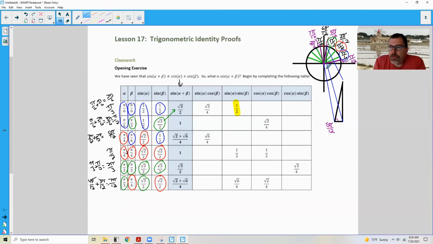Okay, well, where is that on the unit circle? 1, 2, 3, 4, 5, 6, 7 pi over 12 is right here, halfway between pi over 2, which is 6 pi over 12, and 2 pi over 3, which is 8 pi over 12. So 7 pi over 12 is right here, and the sine of that will equal the sine of 5 pi over 12, which is right here.